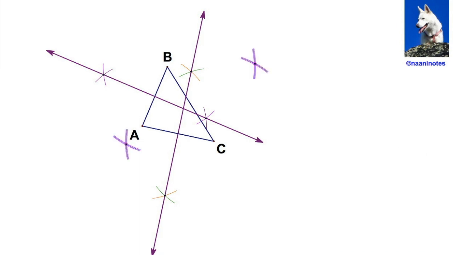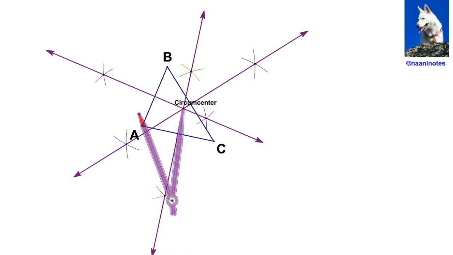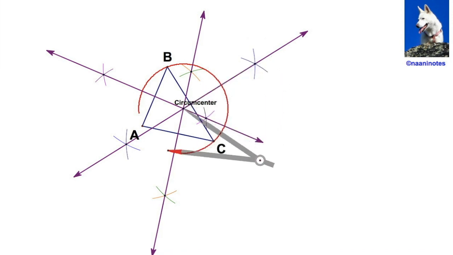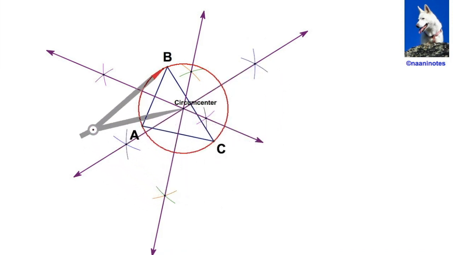And for BC, the compass swings would be there. And again, the three of them are concurrent at a single point. And that intersection is known as the circumcenter. And we put in our compass and let's give it a swing. And now the 3 points of the triangle are contained inside the circle or on the circle.